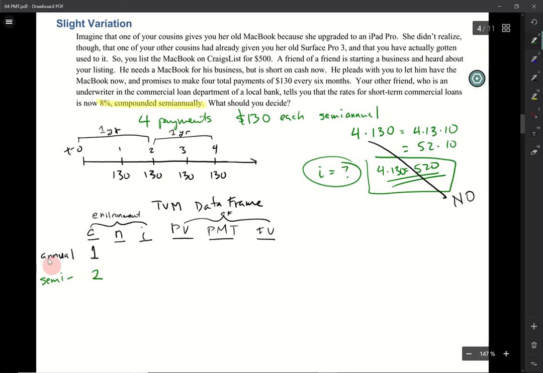So at the annual level, how many annual periods are there? 2 annual periods. And I is the interest rate, so we know that's 8%. The PV, what's the PV? Present value. Is the present value 130? The present value is what you want to find out.